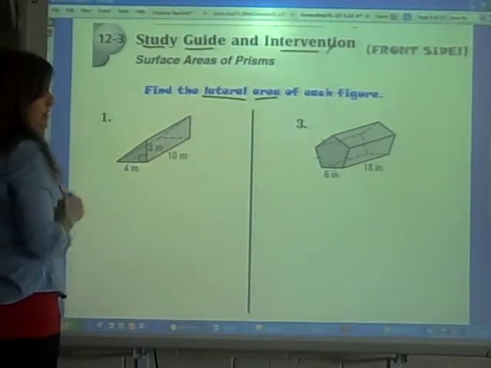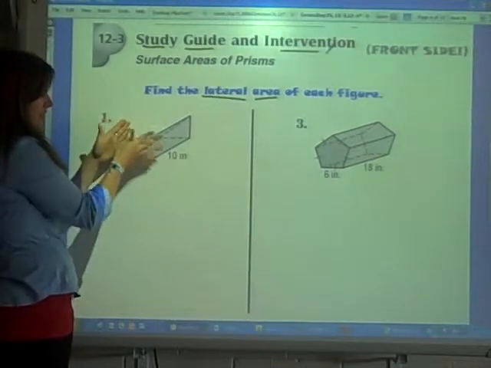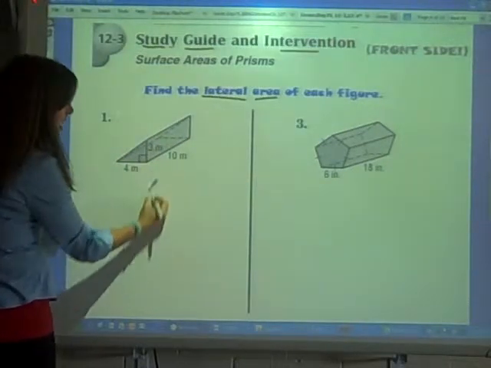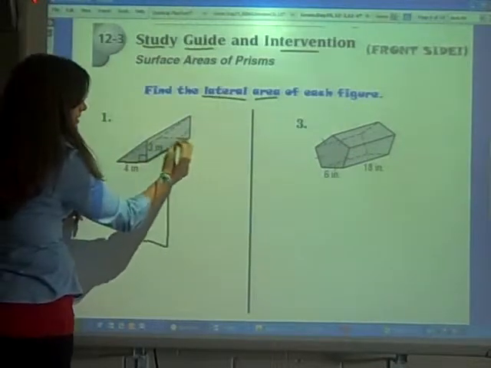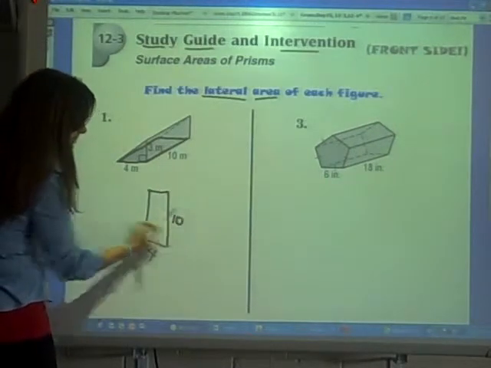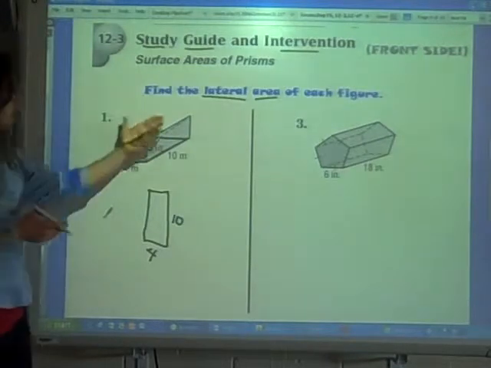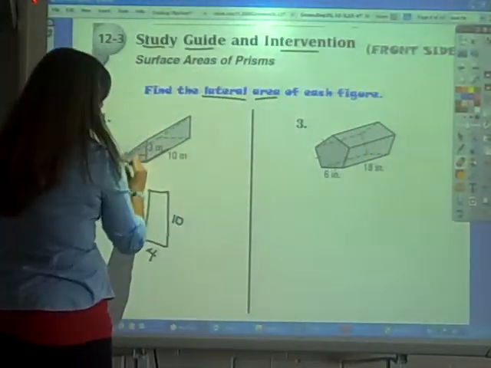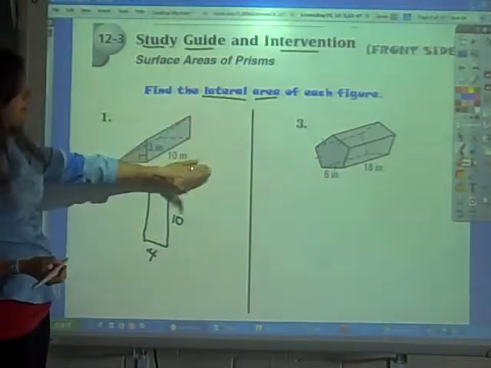So take a look at this triangular prism. If we could cut this three-dimensional figure and just lay it out flat, let's draw the net of this figure. I'm going to start with the thing that it's sitting on. So take a look at this bottom piece it's sitting on. This is a 4 by 10. Okay, can you make sense of what I'm drawing here? Now, let's take this side that's standing up and let's just flip it down.